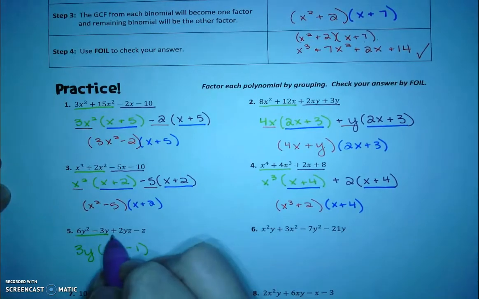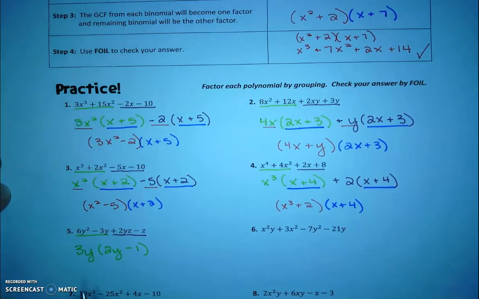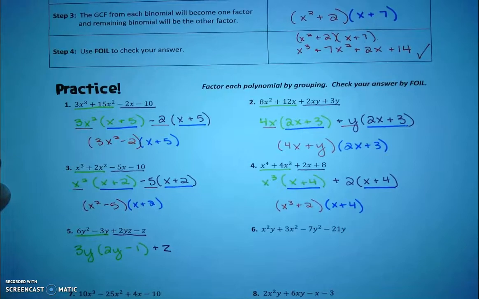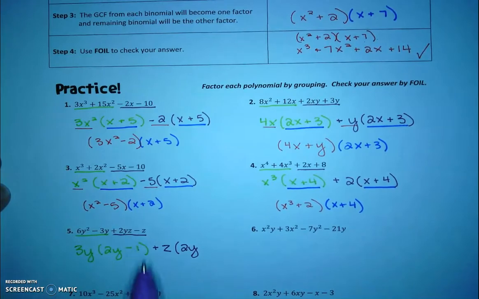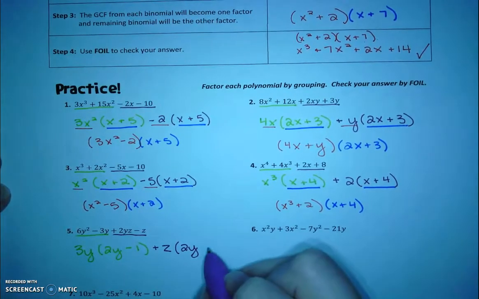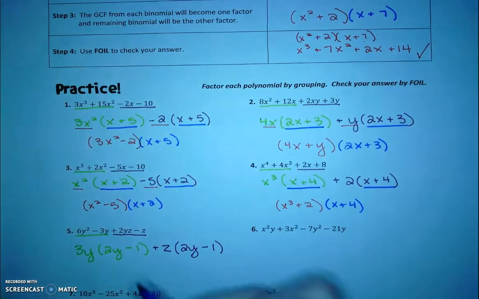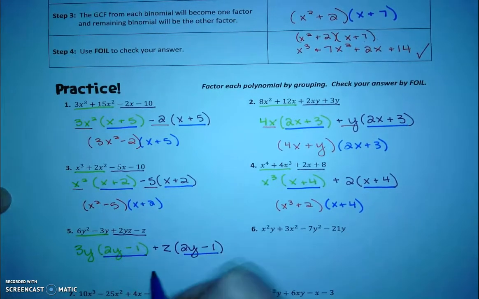Then we're going to look at those second 2 things. When I look at that, I see that the only thing they have in common is a z. When I factor that out, I'm going to have positive z on the outside. Inside, I'm left with 2y. When I do negative z divided by z, remember we have those coefficients in the front. So the first thing is negative 1 divided by positive 1. That gives us negative 1. So yes, our z's cancel out, but we need to have that 1 there, so when we redistribute, we get that minus z back.